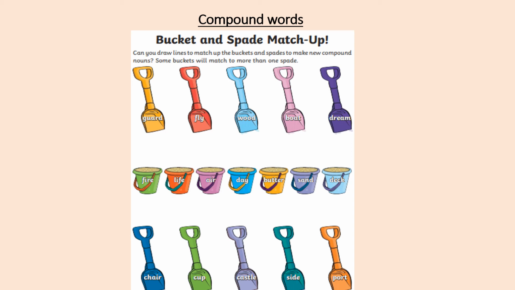Okay, now don't be fooled by the colour of the spades, because just because there's a purple bucket doesn't mean that it goes with the purple spade, because you don't put air and boat together, do you, to make airboat? Okay, so think really carefully about which word you're going to choose from the bucket to then match with the spade. So you've got to match the buckets to the spades. So have a go. Even if you just do 3 or 4, that's absolutely fine.